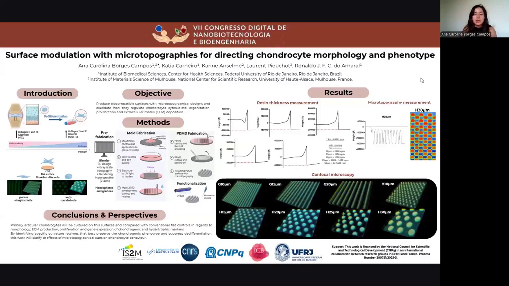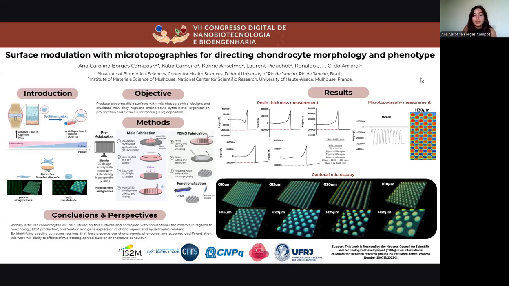These cells are highly sensitive to the microenvironment and they respond to mechanical and physical cues from the extracellular matrix through mechanosensing and mechanotransduction. And an important aspect is that chondrocyte morphology is directly associated with their phenotype. So rounded chondrocytes tend to maintain a healthy chondrogenic phenotype, while flattened cells usually differentiate into fibrotic or hypertrophic states, which compromises cartilage function. This is particularly relevant in therapeutic strategies for articular diseases that require cell expansion in vitro.